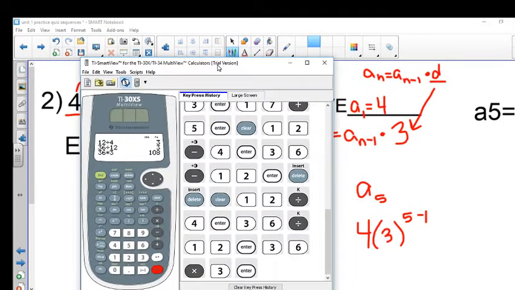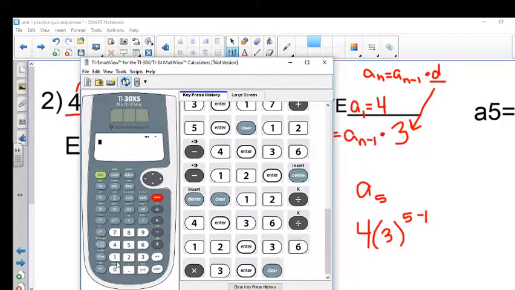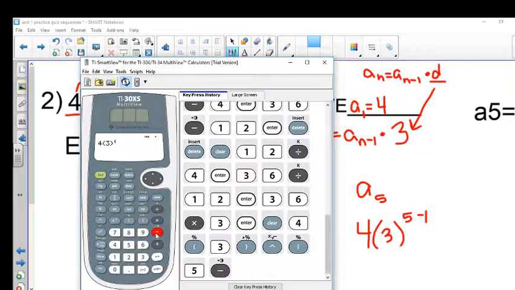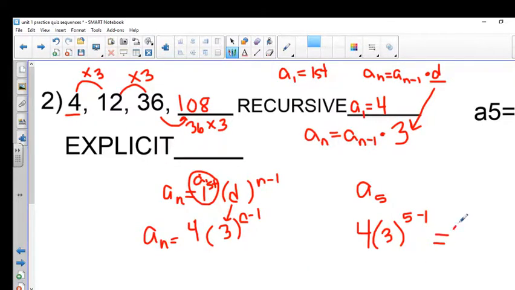So I want to show you so you can see it. So let me clear this out. We have 4 parentheses 3. And then this time we're going to do the caret key, that key over here. And I'm going to do parentheses 5 minus 1. Or if you want to go ahead and subtract that and put that in there, that's fine. Press enter. And we should get 324.